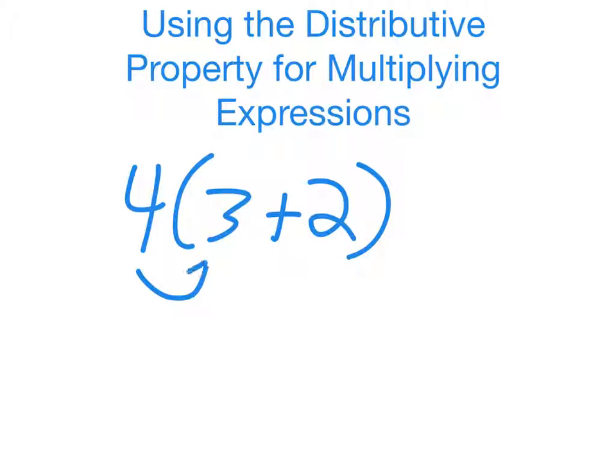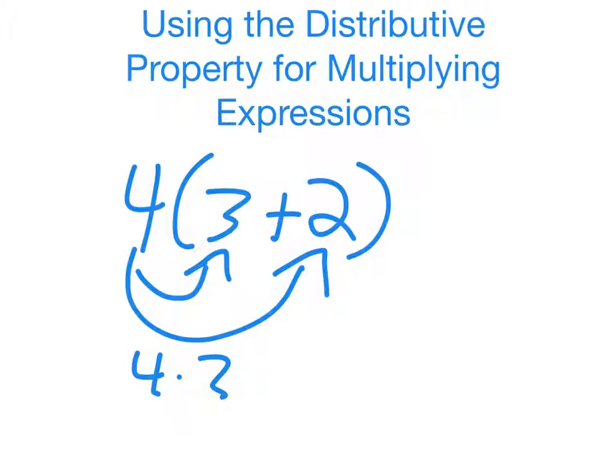But the distributive property says, well, I can bust these apart and multiply 4 times each of these individually, just keeping the addition or subtraction between them the same. So 4 times 3 is the first term, plus in the middle, and then 4 times 2. In other words, 4 times 3 is 12.